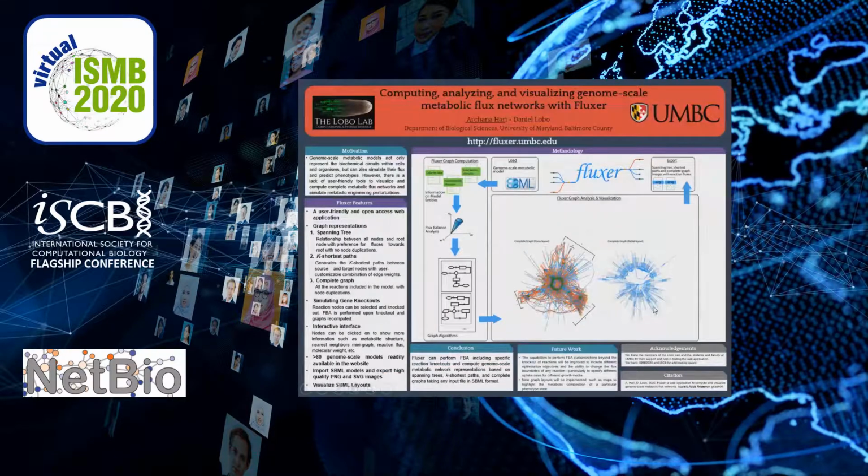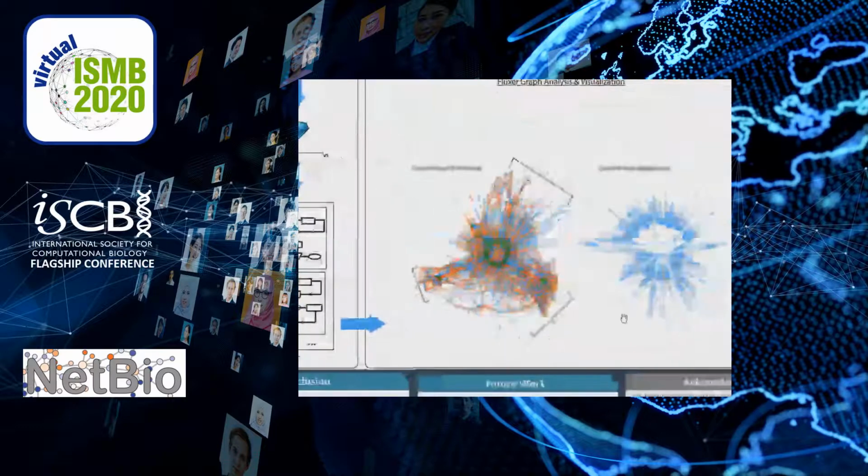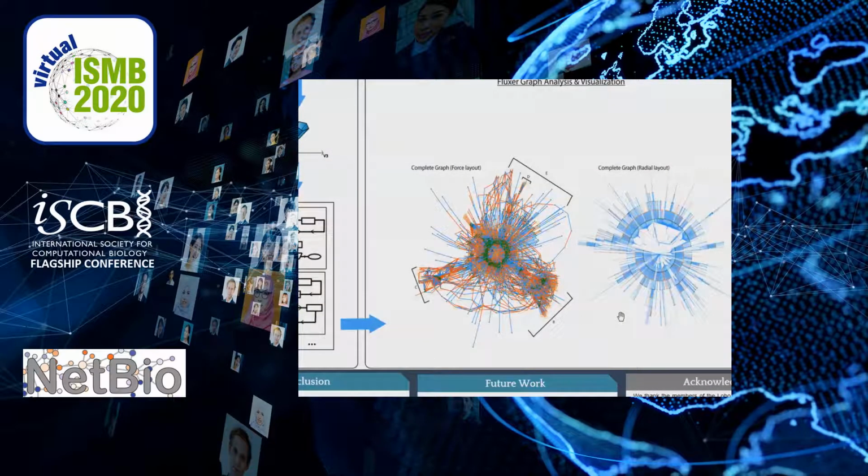The shortest paths graph finds important applications in metabolic engineering. So the last graph that Fluxer is able to compute is the complete graph, and this contains all of the reaction and metabolite nodes and all of the relationships between them, such that nodes may be duplicated as well.